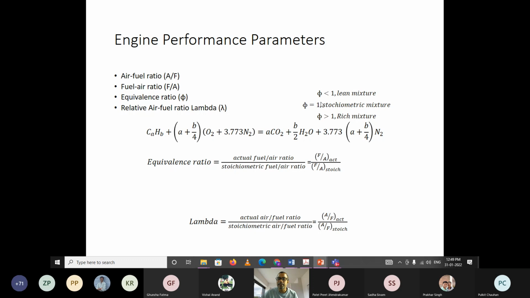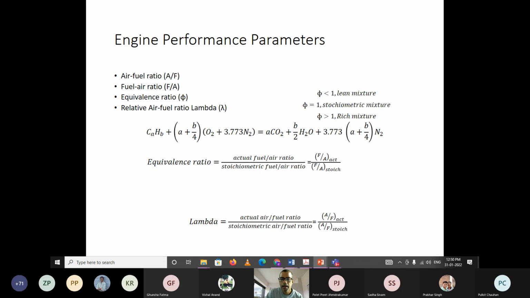This phi and lambda are reciprocal, so you have to be very, very careful. This is a very fundamental thing, and I would like all of you to have a very clear concept of the difference between the equivalence ratio and lambda. In the equivalence ratio, we take the ratio of fuel and air. And during the lambda calculation, or relative air-fuel ratio calculation, we take the air-by-fuel ratio.